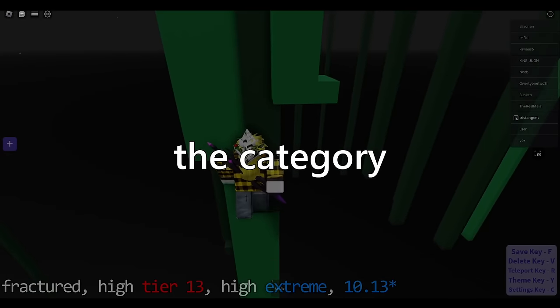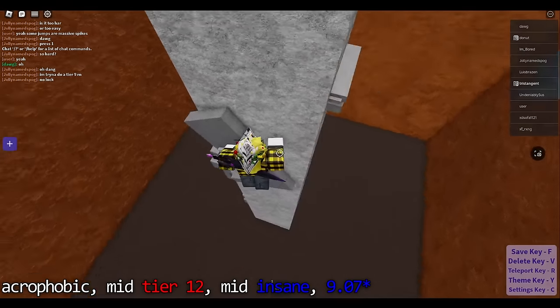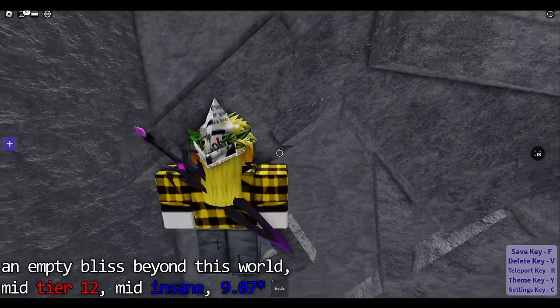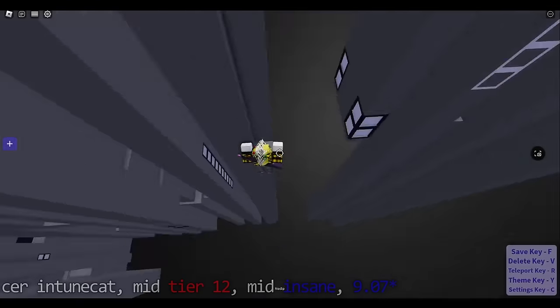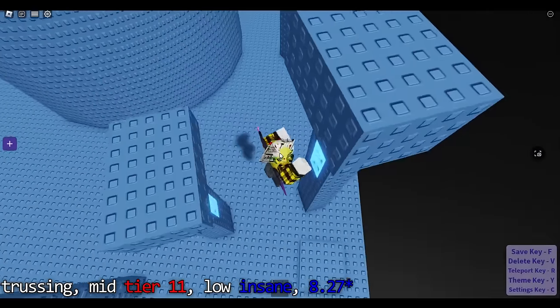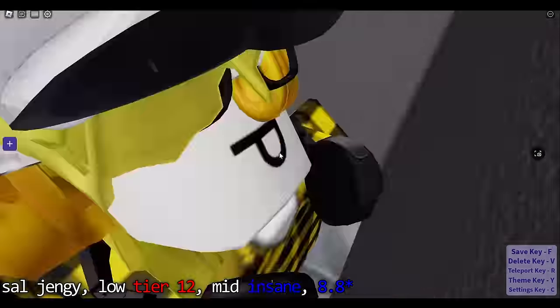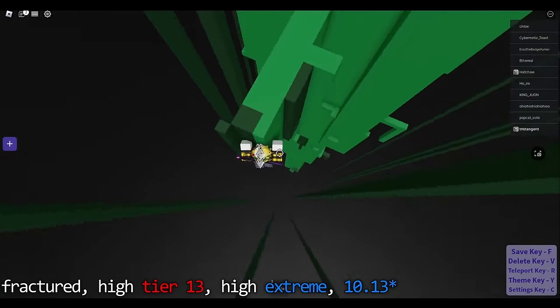This is also the category where a lot of the original popular tiered obbies are, with stuff such as Acrophobic, which I actually played on camera a few years ago, and An Empty Bliss Beyond This World, which is less known, being here. A few examples of obbies in these tiers are Trussing, tier 11, Rocky Shore, tier 12, Saljangi, tier 12, This is the Obby, tier 12, and Fractured, tier 13.